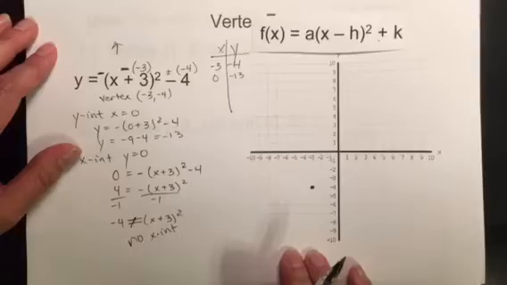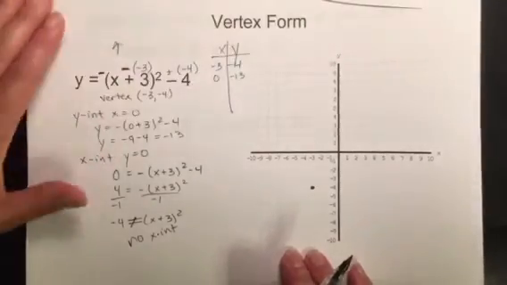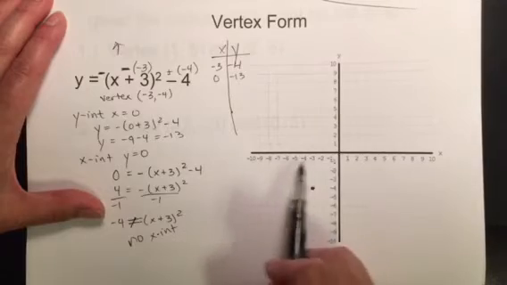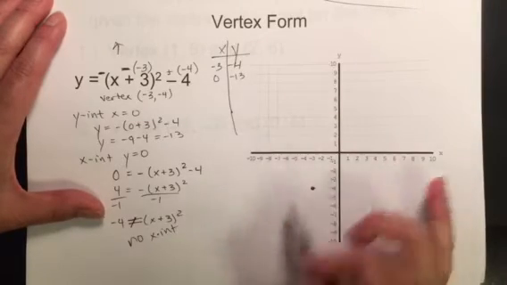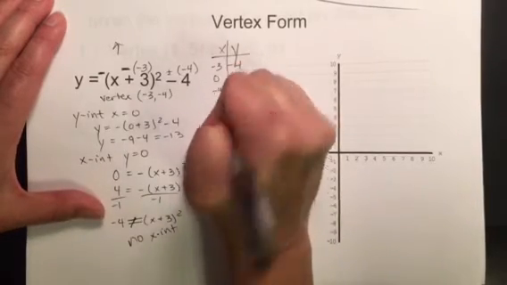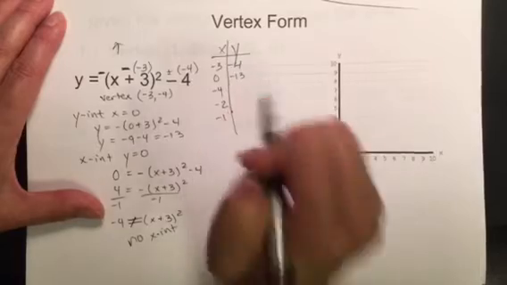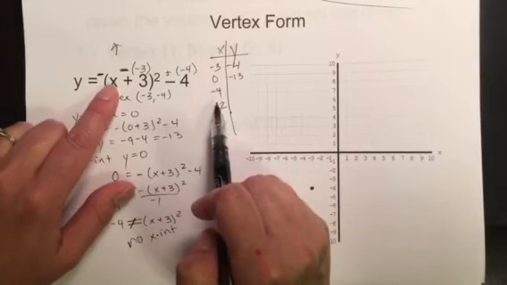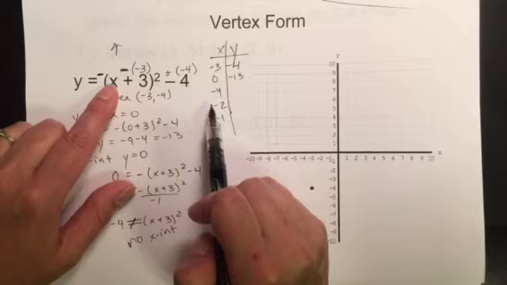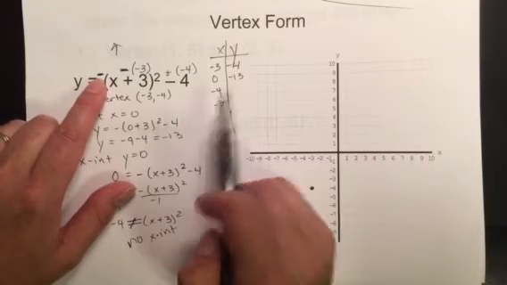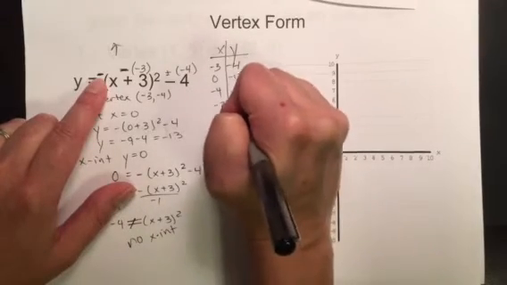Which means I need to come up with some additional points because I need to have my 5 points. So I'm going to use the symmetry of the way this is going to look. I'm going to use the fact that it's symmetrical to help me find my points. So I'm going to use negative 4, negative 2, and negative 1. So negative 4 plus 3 is negative 1, squared is positive 1. Then I have this negative sign, so it's going to be negative 1 minus 4.